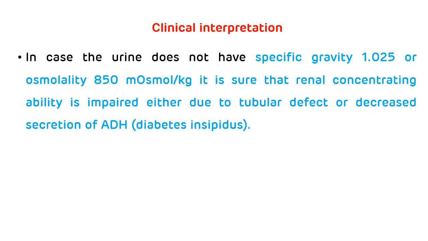Now clinical interpretation. In case the urine doesn't have a specific gravity of 1.025 or osmolality of 850 milliosmol per kg, it is sure that renal concentrating ability is impaired, either due to a tubular defect or due to decreased secretion of antidiuretic hormone, which occurs in diabetes insipidus. So an ADH test must be carried out.